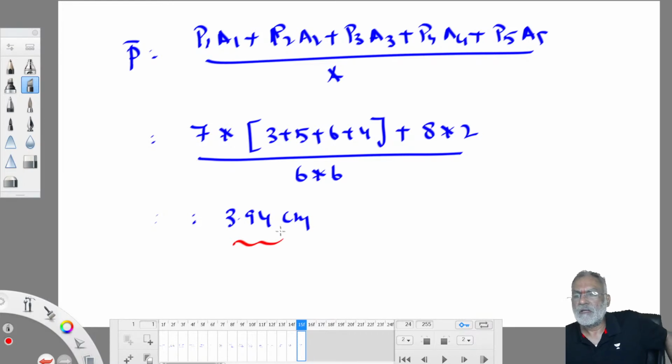So this is how we can work out questions related to mean precipitation. If you are comfortable with this, comfortable?